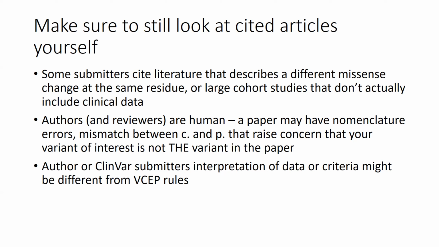Another thing is that authors and reviewers for articles, they're human. Sometimes papers do have small nomenclature errors that give you less confidence that your variant is actually the variant that's in the paper. So another excellent reason to definitely look at the paper yourself and really closely look at the nomenclature to make sure that it is your variant that's published.